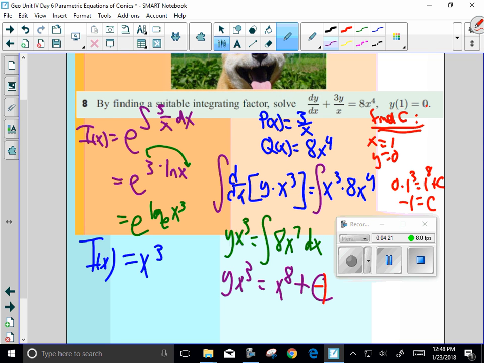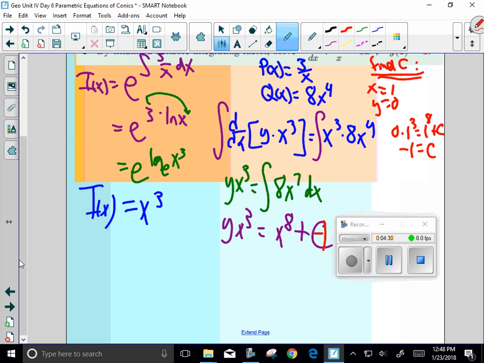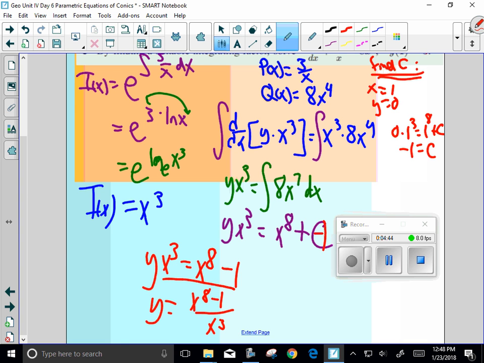Now we are not done. It says find a suitable integrating factor. So we did that, x cubed, but now we're going to finish this. Y x cubed equals x to the 8th minus 1. Y will be equal to x to the 8th minus 1 over x cubed. You can simplify that a little, but that's the solution.